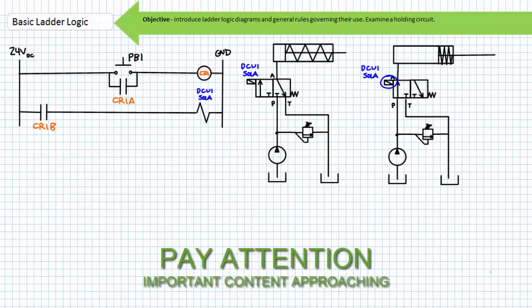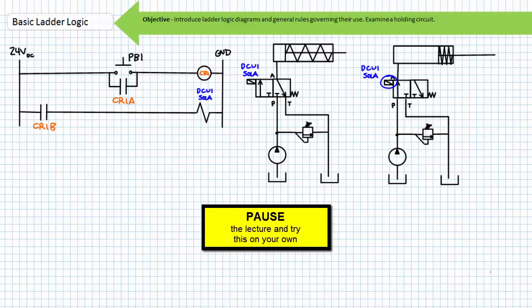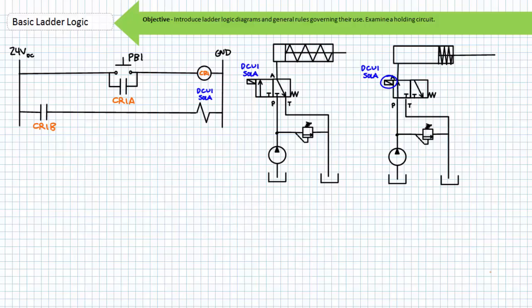Consider this subtle modification to the ladder logic diagram by incorporating one of CR1's associated contacts. This time, the normally open side of CR1A in parallel with push button 1. How would this change the function of the system? By all means, pause the lecture and think about it. Here's a clue for those of you that are bold enough to tackle this on your own. When the coil of a relay is energized, its associated contacts change states.